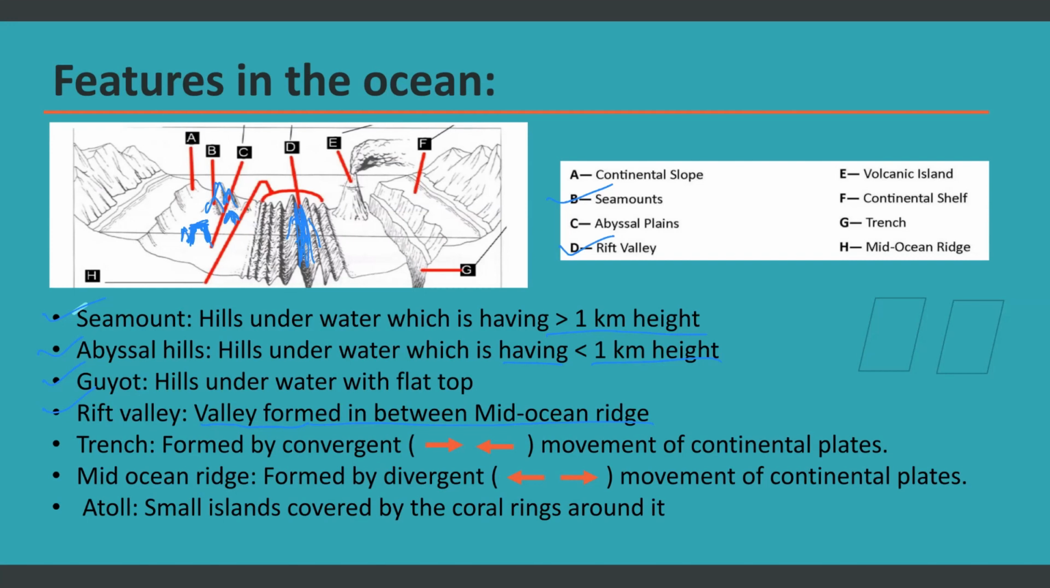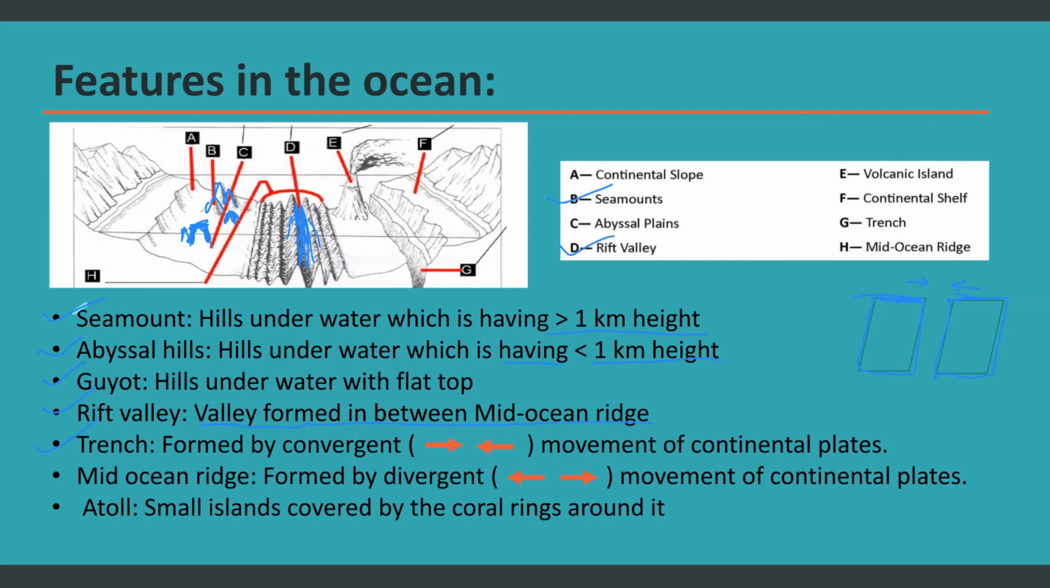Then coming to the next term, that is the trench. Trenches in the ocean are formed by the convergent movement of the continental plates. So we know that our Earth's surface is made of multiple continental plates. Suppose these are the plates. This is not the actual shape. Suppose these are two continental plates, and these two plates are moving toward each other. That kind of movement can be called convergent movement.